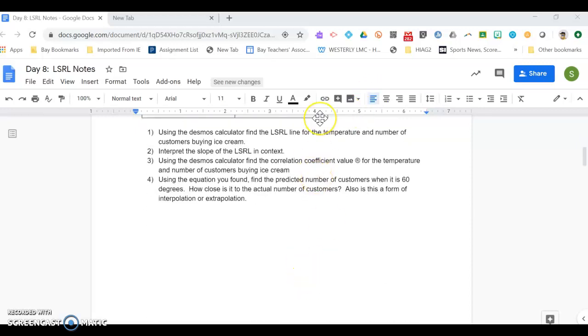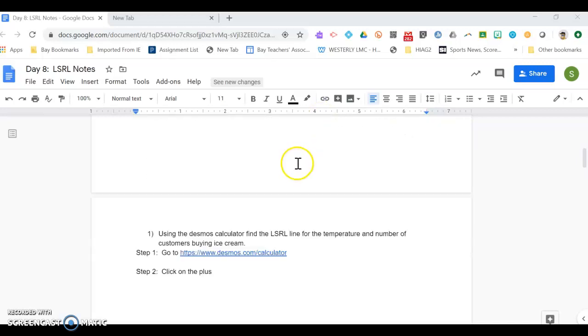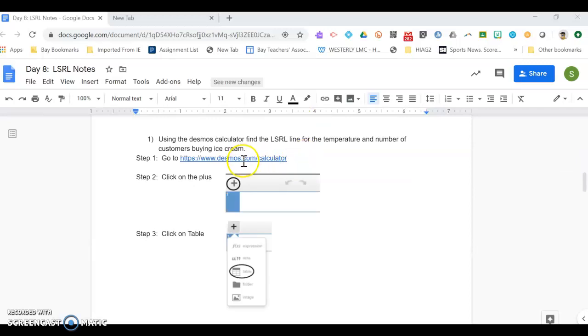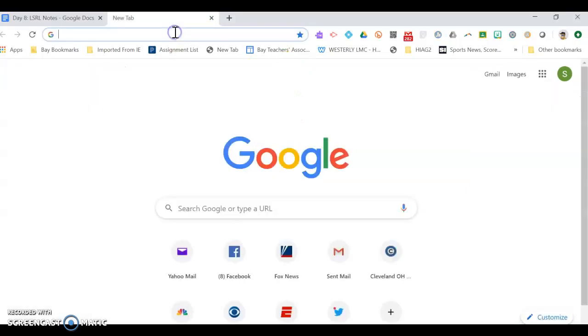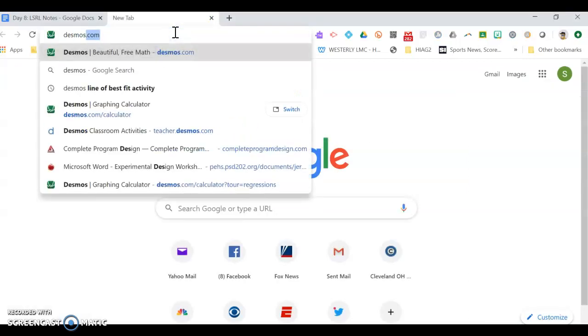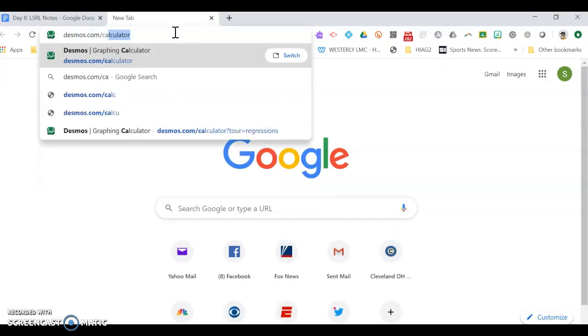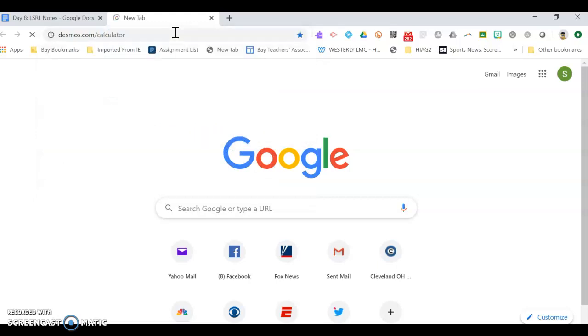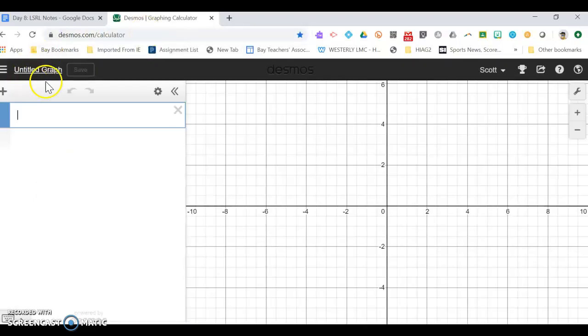So this document you guys have in the notes, I'm going to walk through that with you. So what we're going to do, guys, is go to desmos.com/calculator. And what we're going to do is hit the plus sign. I'm going to encourage you guys to try this as we go through it.